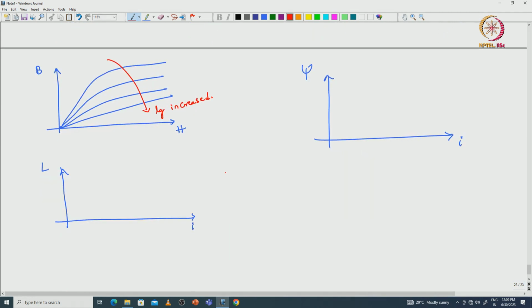And flux linkages versus current, if we see those curves, they are also in a similar fashion to the BH curves. Here also the length of air gap is increasing in this fashion.